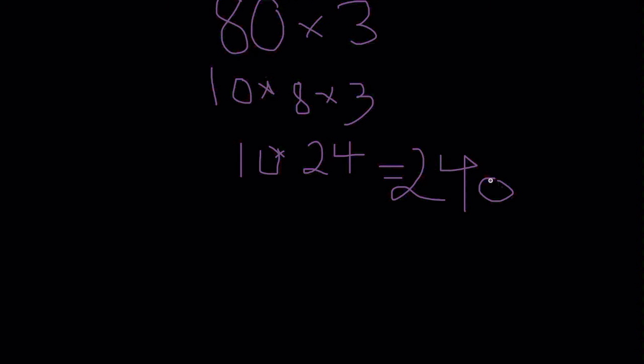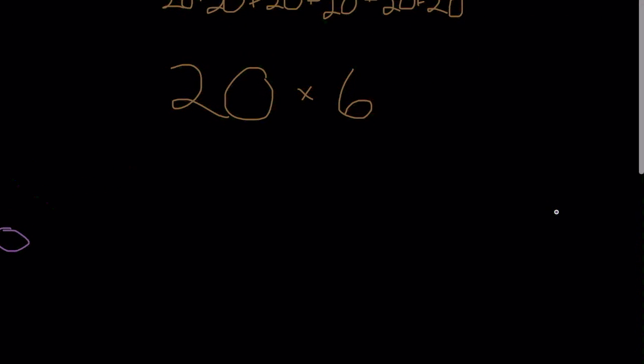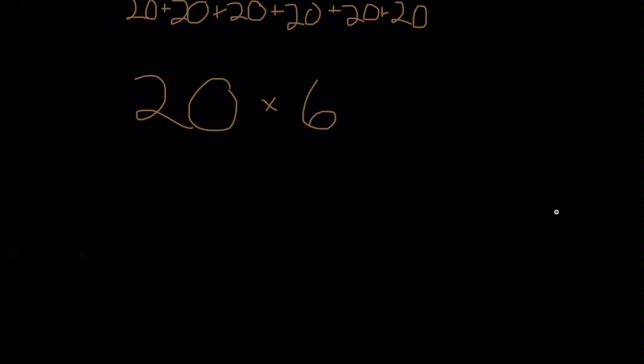It gets simpler as you do more practice, but again, practice makes perfect, so we have to keep doing that. So we have another one here. We're going to be doing 20 times 6, and 20 times 6 is equal to 20 plus 20 plus 20 plus 20 plus 20 plus 20, which is also equal to 120.